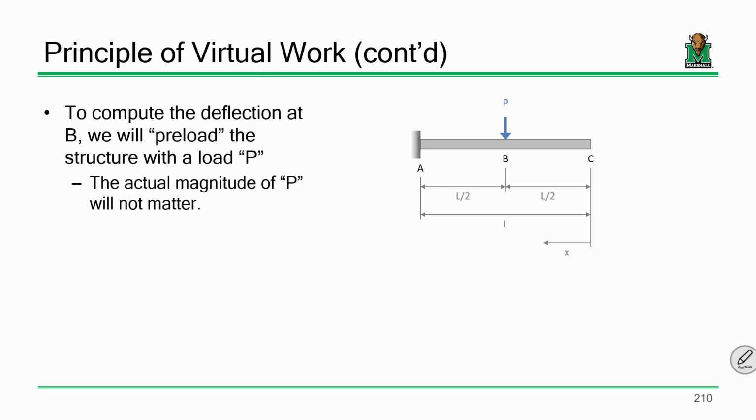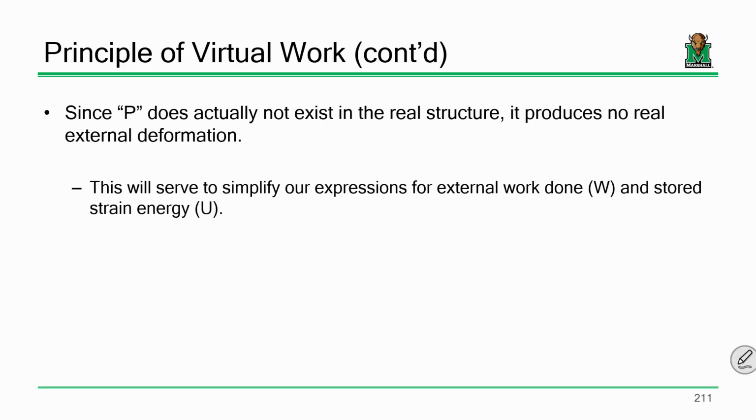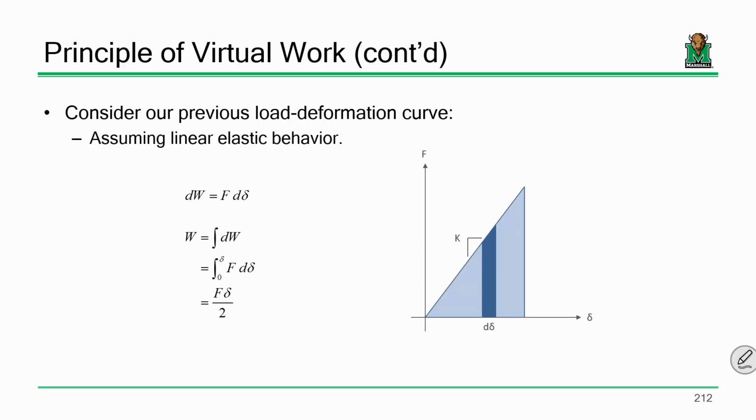The magnitude's actually not going to matter, and as we're going to see in a little bit, if you wanted to do this analysis by hand, you'd make the value 1, because anything times 1 is itself. So I'm going to preload the structure with P, and then I'm going to put Q on it. You're going to see here when we start equating the energies that ultimately that effect will get canceled out, and you'll see how this works. But the idea is this. P's not really there, but we're going to use this fictitious load to simplify our energy calculations and allow us to compute deflections anywhere. Okay? So you all are okay with this, right?